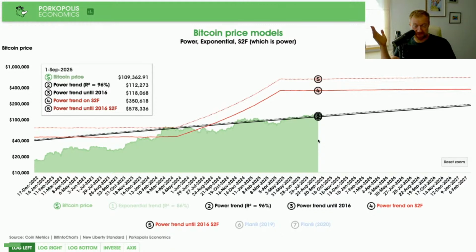Remember how I just told you my stock to flow versus Fred's stock to flow was 9K off? Happens. The power trend stock to flow through today, 350K. Again, that's 3x off the actual price. If you stopped calculating from 2016, it'd be 578K. Four or 5x the actual price.